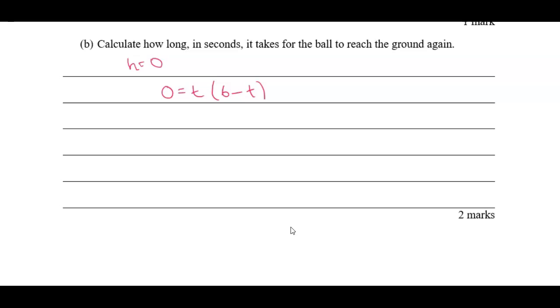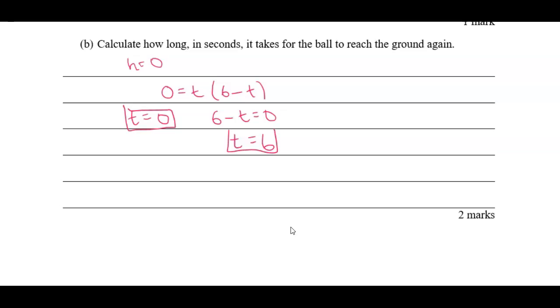So we can now split this. We can say, all right, that means either t equals 0, using the null factor law, or 6 minus t equals 0. So I've already got my one solution. There it is there. 6 minus t. So if I take the t over to the other side, I'm going to get t equals 6.